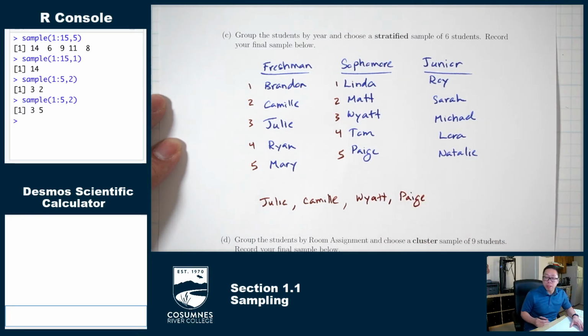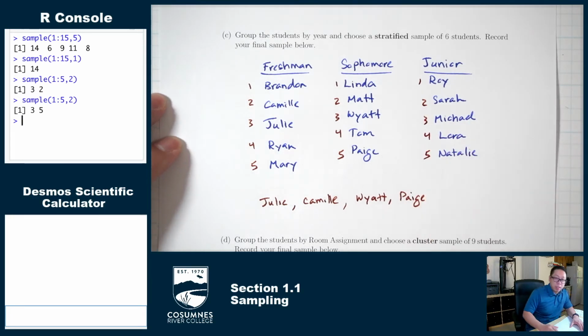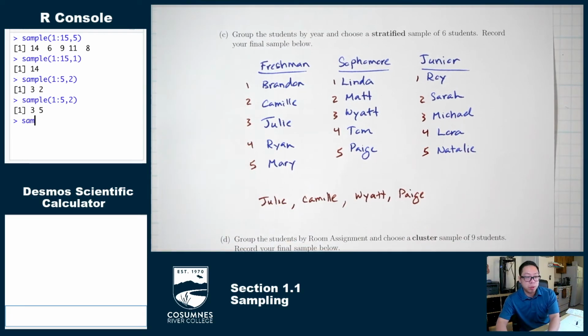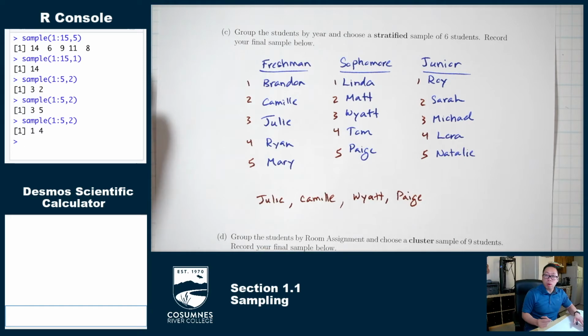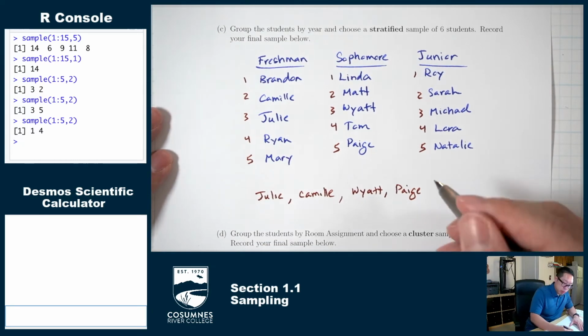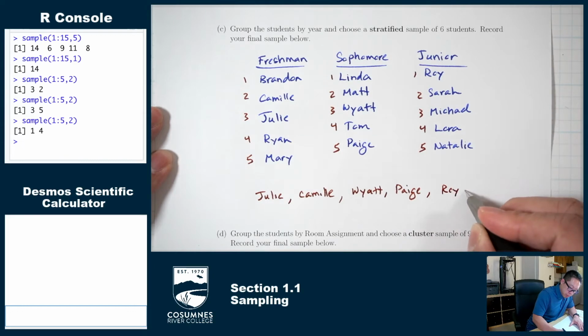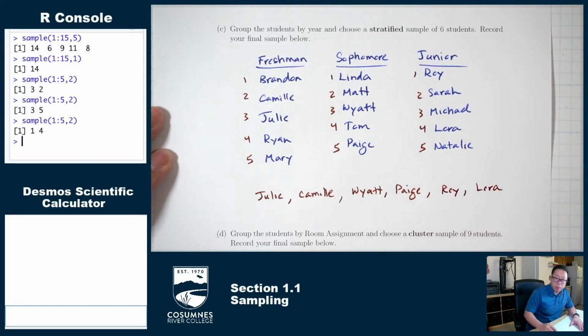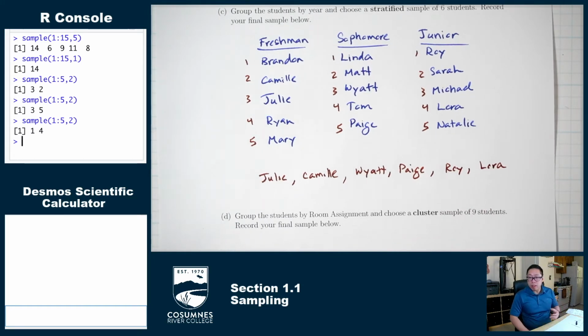And then finally, out of my juniors, I'm going to number them and do exactly the same thing. Choose 2 numbers between 1 and 5. 1 and 4, this would be Roy and Laura. And that's my sample of 6 students, and it's stratified because I have representatives from each group.